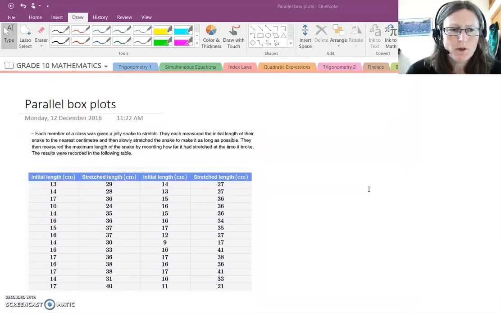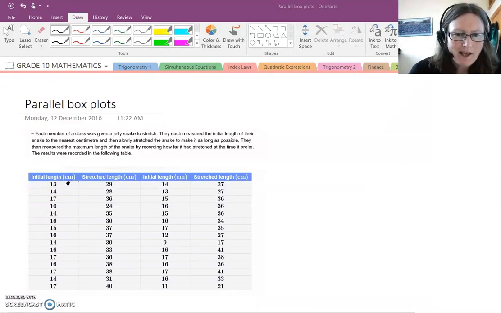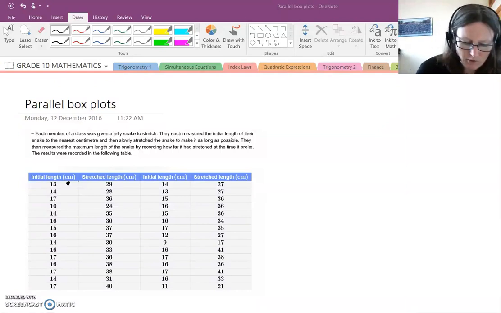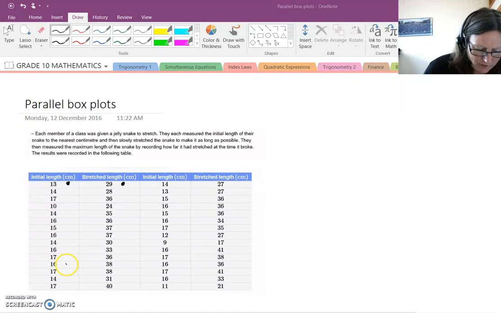So in this example, each member of the class was given a jelly snake. They had to measure its initial length, which, for example, let's say this is my snake, it was initially 13 centimetres. And then I was allowed to stretch the snake to make it as long as possible, and I got my snake to 29 centimetres, for example. Let's say this is you. Your snake started as 16, and when you stretched it, you got it to 38 centimetres.